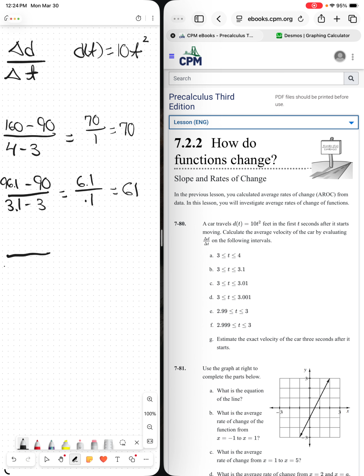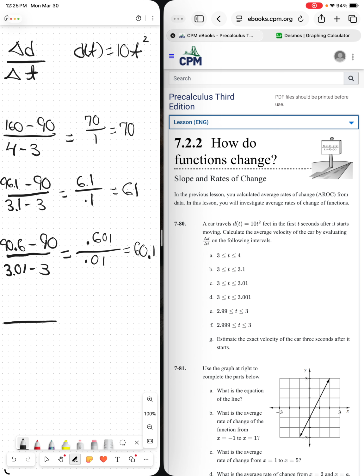Okay, we do this again. 3.01 minus 3. We know that's 90. Again, 3.01 squared times 10 is 90.6. So this is going to be 0.6 over 0.01, or 60. Again, we could go further, if you didn't round.